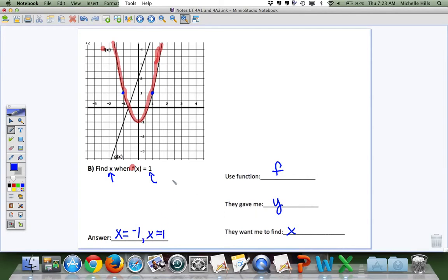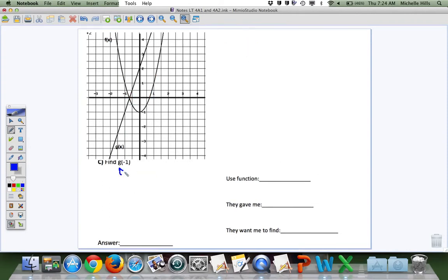Now, as a quick heads up, if instead they had said y is 1.5, when I went across, notice I'm not exactly at -1 or at -1.5. I would have said if f of x equals 1.5, my answers would have been x is roughly, again, if this is -1, this is -1.5, that would be -1.2, and the x on this side is roughly +1.2. So you might have to estimate the solutions, and you might have to do a little bit of guessing.